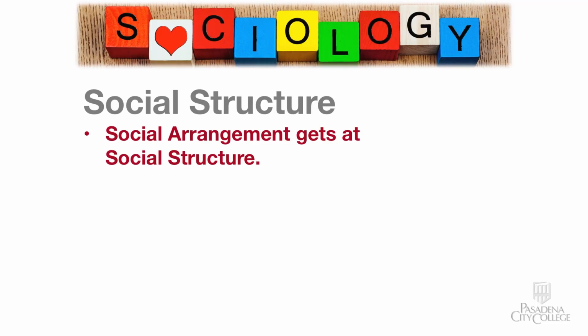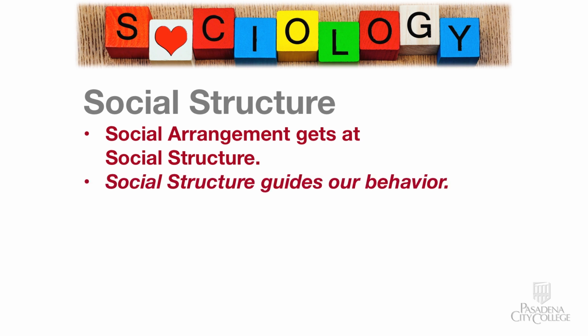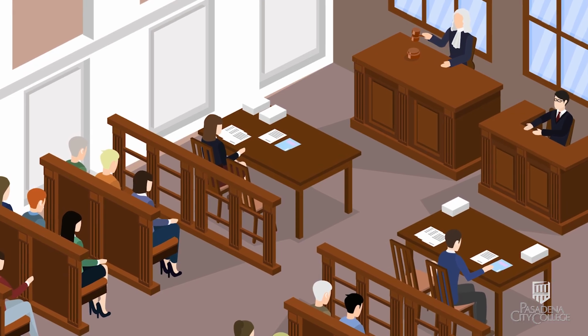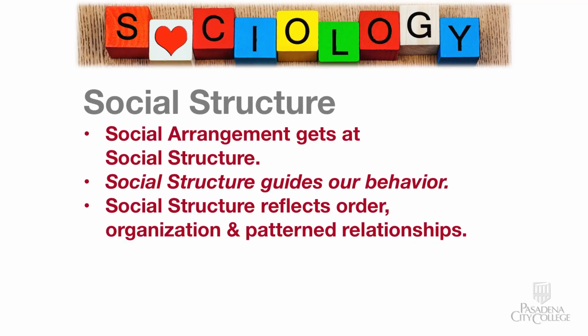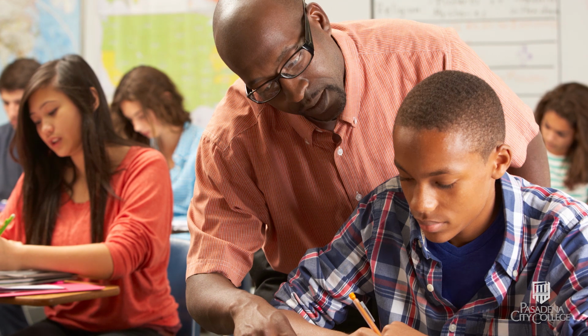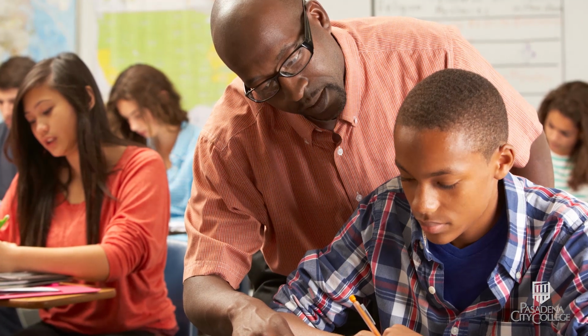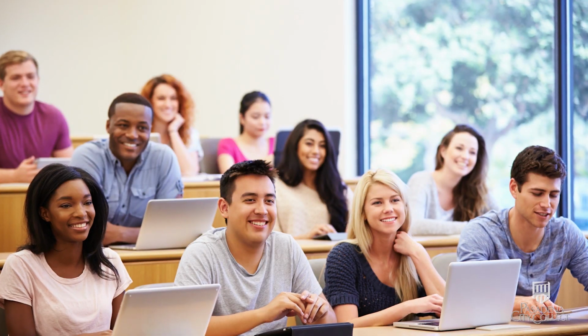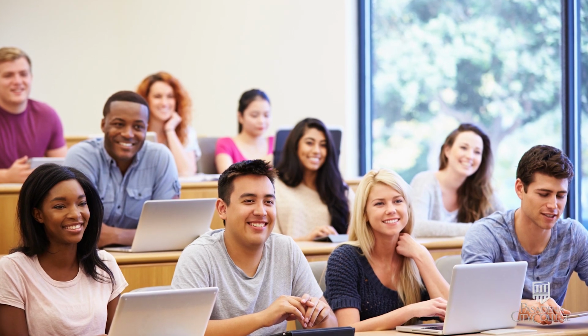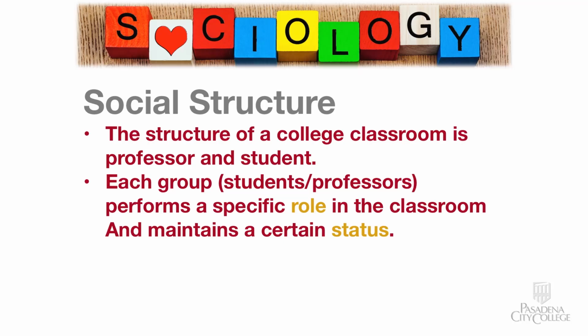Social arrangements gets at social structure. Social structure guides our behavior. Social structure reflects order, organization, patterned relationships. The structure of a college classroom is professor and student. Generally, classrooms are arranged in auditorium style. Each group, that is students and professors, performs a specific role in the classroom and maintains a certain status.